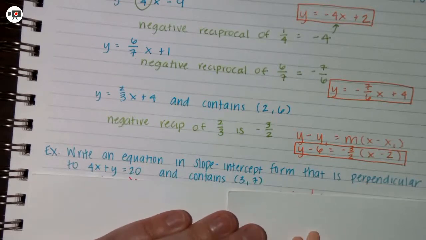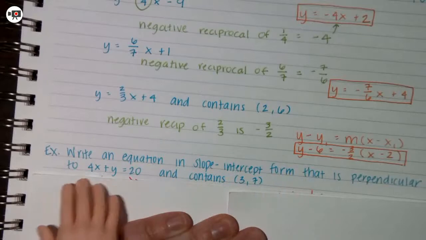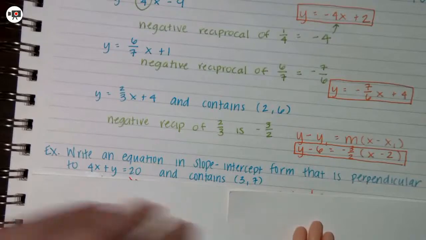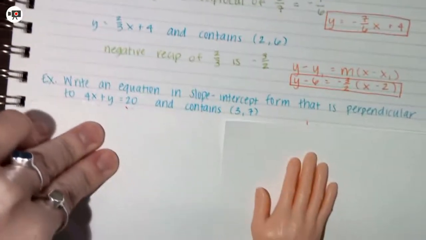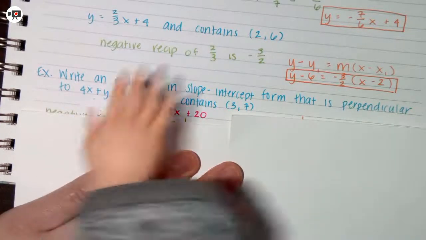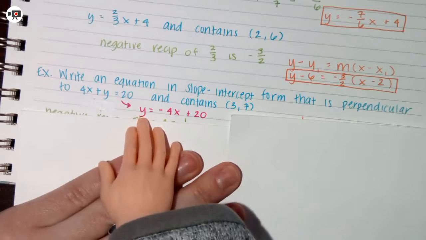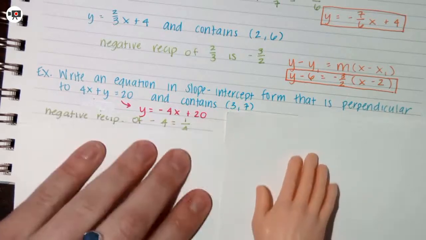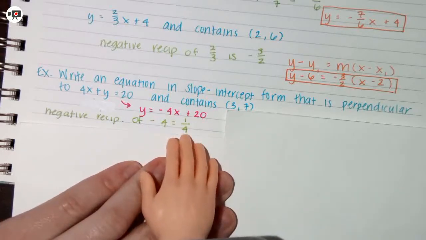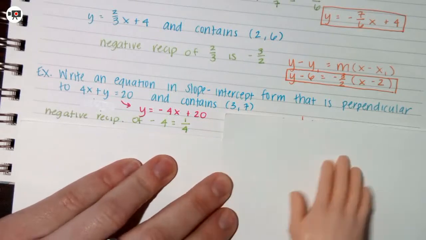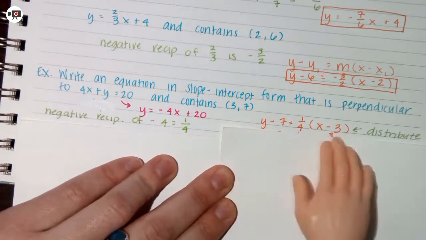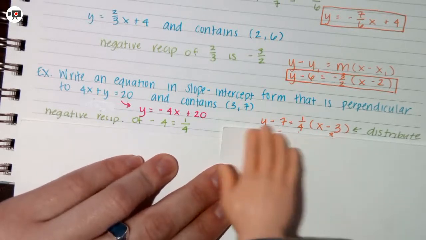Now write an equation in slope-intercept form that is perpendicular to 4x plus y equals 20 and contains (3, 7). So if I take 4x plus y equals 20, write it in slope-intercept form, my slope is -4. The negative reciprocal of -4 is a positive 1/4. And it has to contain (3, 7). So again, I'm starting with point-slope form. Just plug in my values that I know. And I need to solve for y.